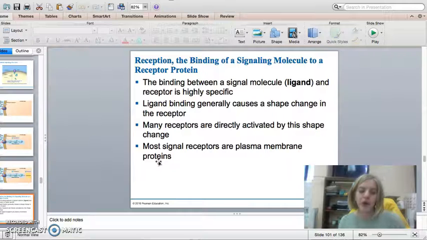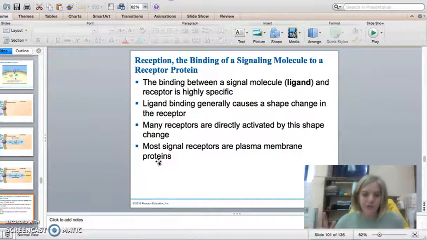So that explains why certain hormones only affect certain cells, and the cells that are affected are often referred to as the target cells. So the receptor protein on the target cell allows for signal detection, and then it can activate the beginning of the response.